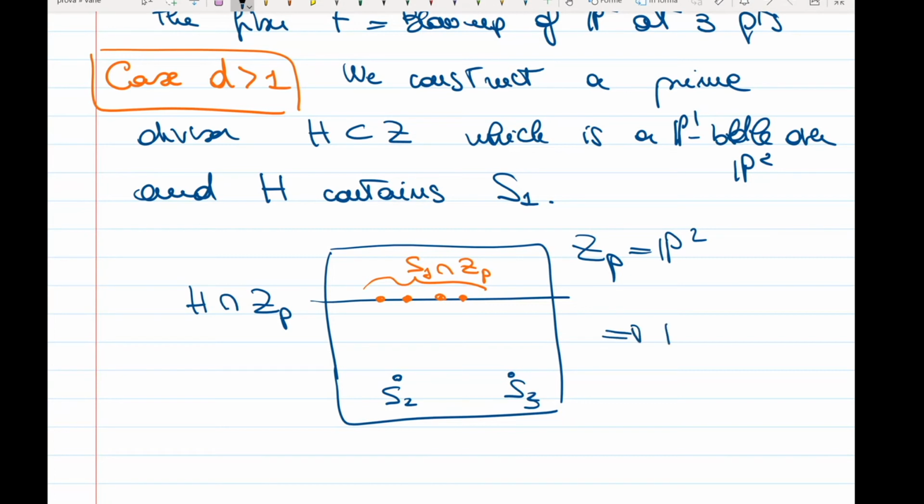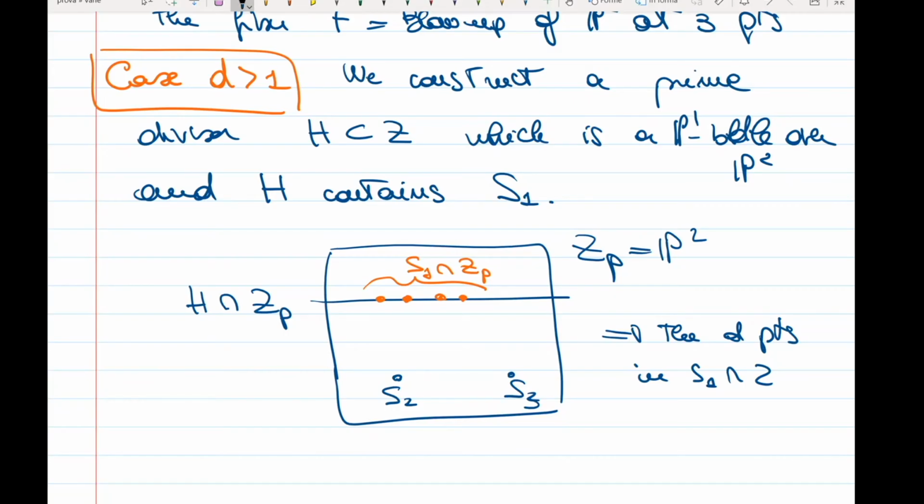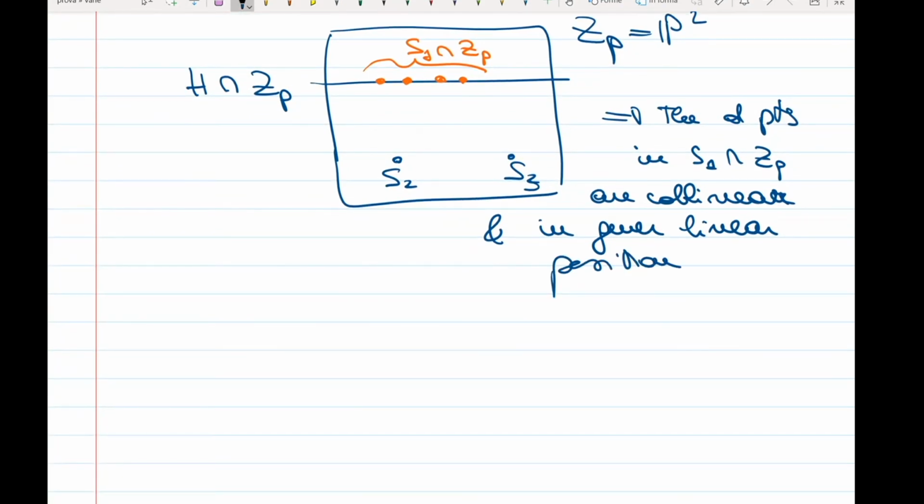So basically we get that the D points in S1 are collinear and in general linear position. And so we get these two. Okay, so basically the degree of S1 is either 1 or 2. And then once we know that the degree is 2, it is not difficult to conclude. And basically we see that there are two possibilities for Z.